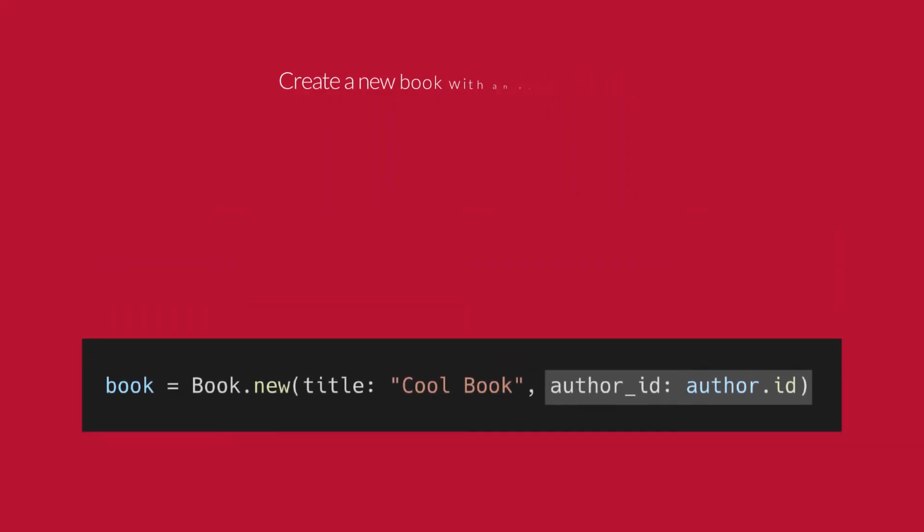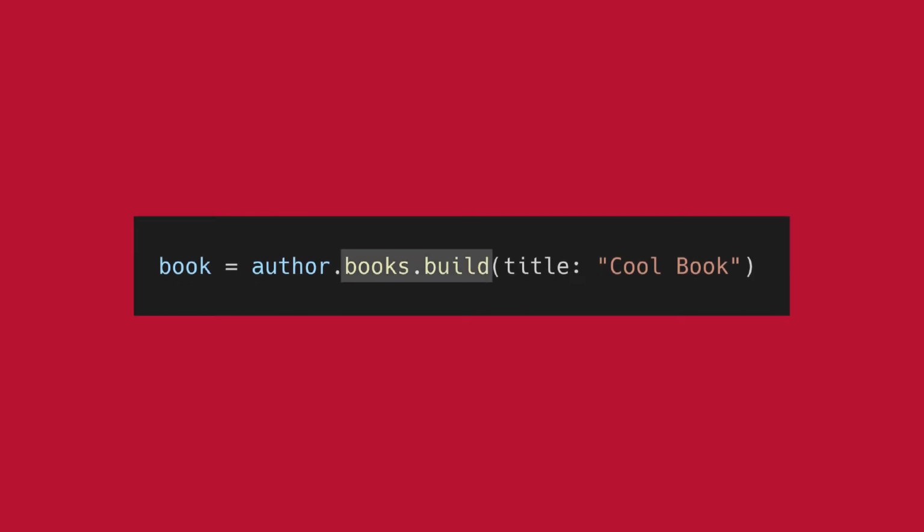It would be nice to just let Rails handle that, and we can by using the association methods like build and create. Here, we don't have to worry about ensuring the ID is set correctly because we're building the book off of the author's books association. Rails will automatically connect the author's ID to the book when we build and then save it.